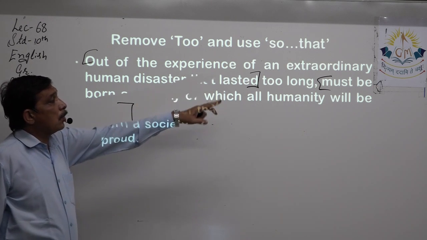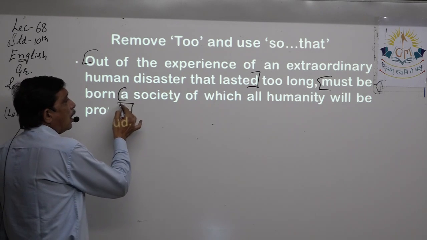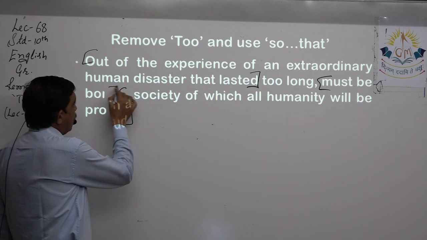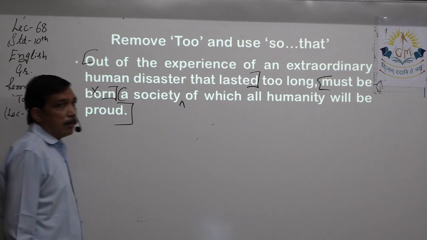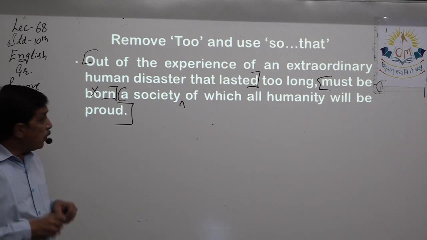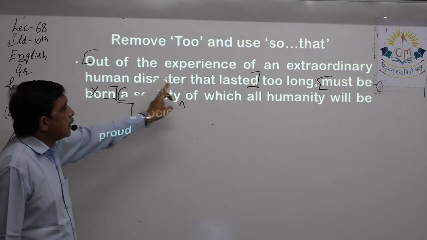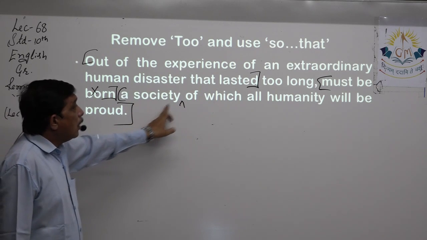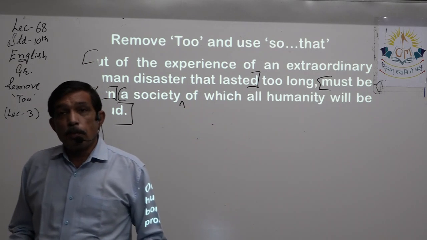That lasted so long that, now we'll start from here. You'll cut this much part. A society must be born. So must be born, I'll cut from here, and a society, I'll replace it over here. Yes? Understand what I'm doing? Out of the experience of an extraordinary human disaster that lasted so long that a society must be born of which all humanity will be proud.